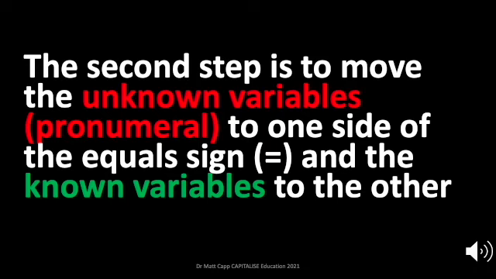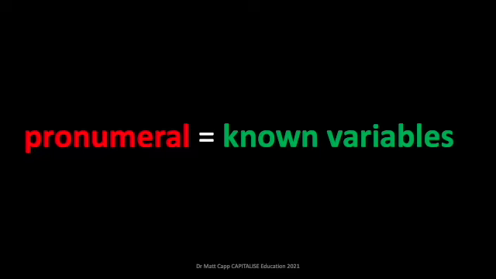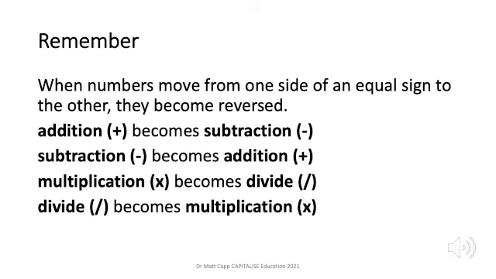The second step is to move the unknown variables to one side of the equal sign and the known variables to the other. It is important to remember in mathematics, when one number moves from one side of the equal sign to another, it changes and becomes reversed.